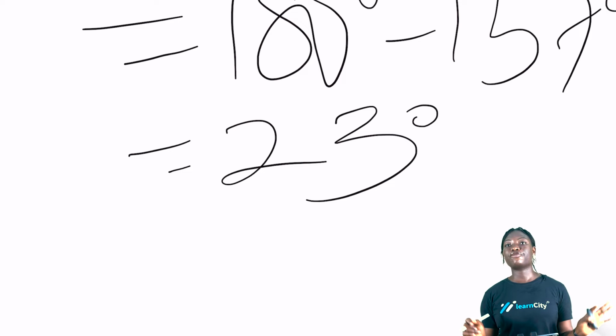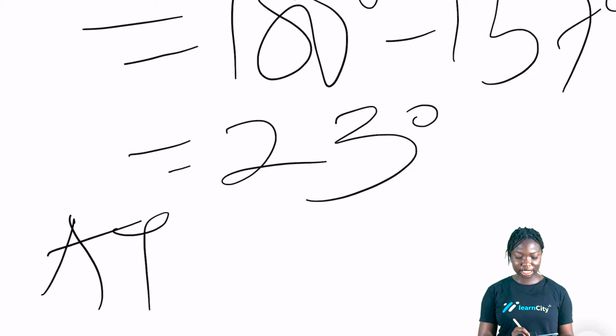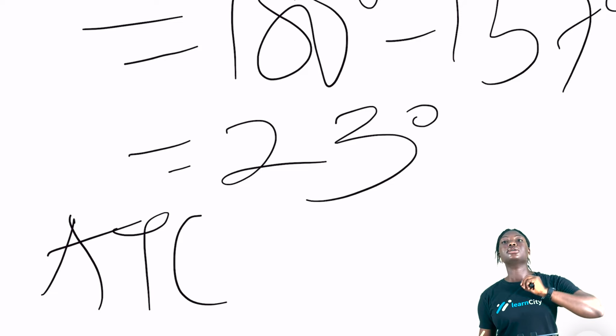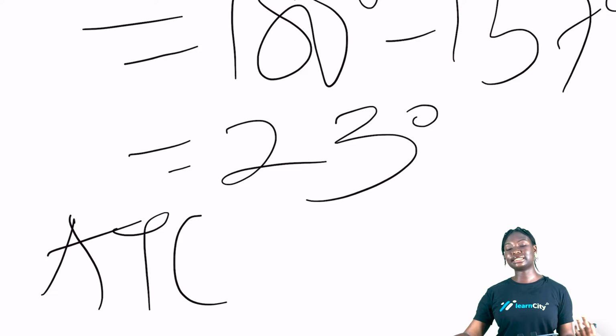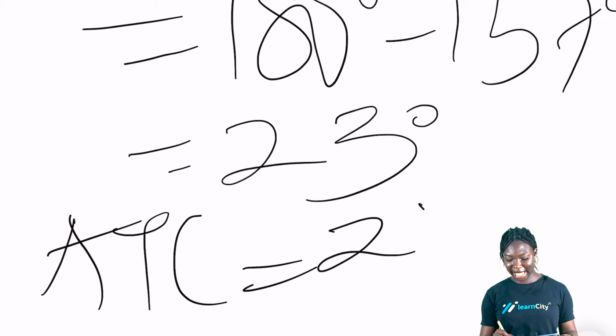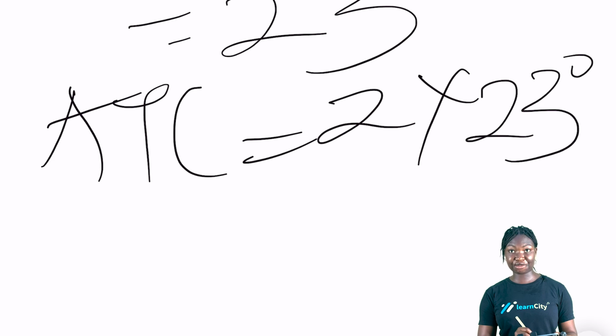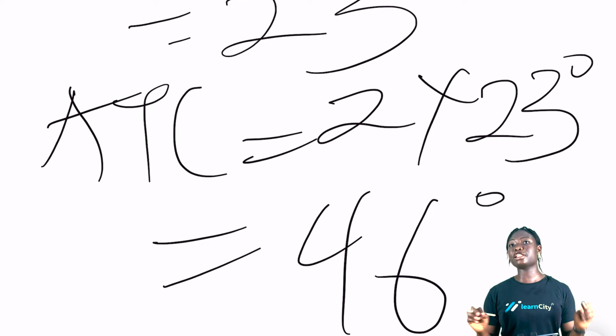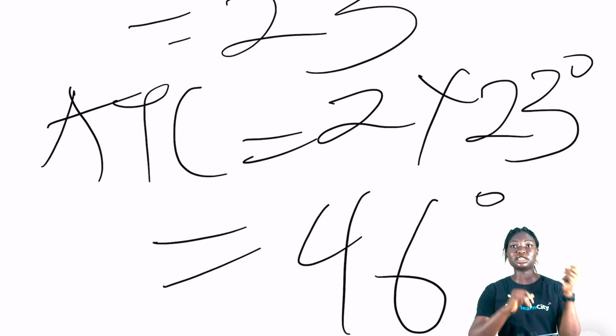So now, to find our ATC, it will be 2 times 23, since the line BT extends to point C, which is the exterior part. So it will be 2 times 23 degrees, where we have 46 degrees.